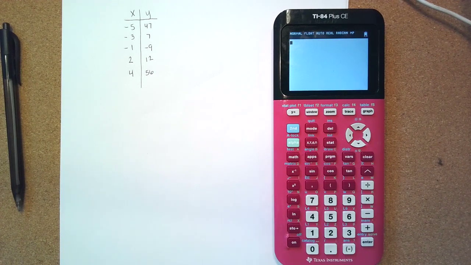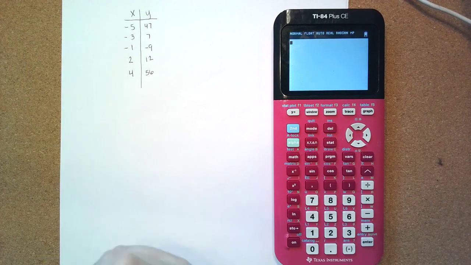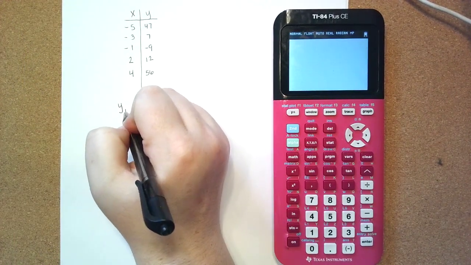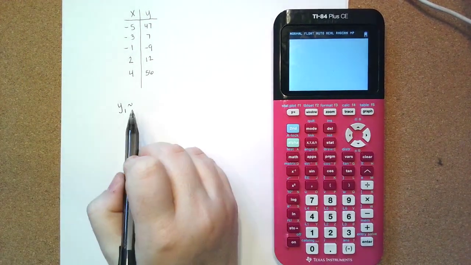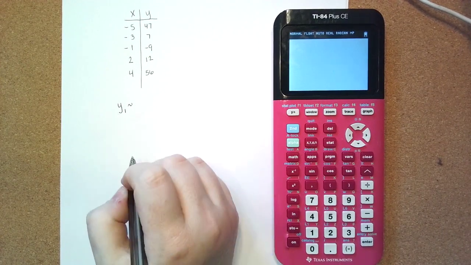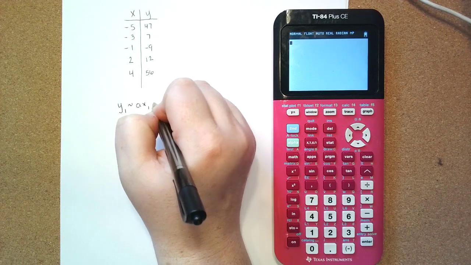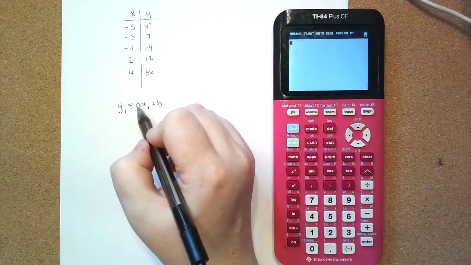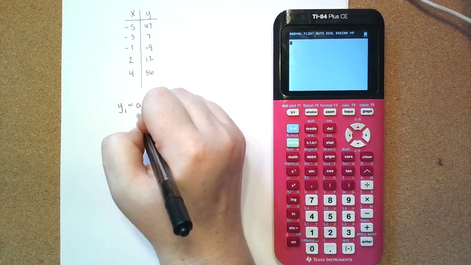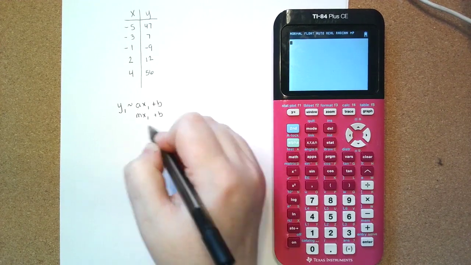This video is to show you how to do regression using your graphing calculator. In Desmos, you would do regression with the y sub 1 tilde and then your parent function. So if I wanted to do linear, it would be a x sub 1 plus b, or you could do m x sub 1 plus b, same thing.